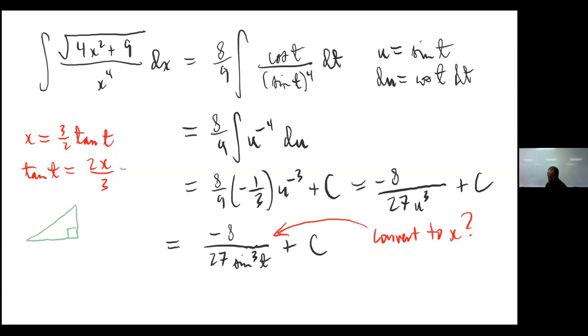Remember, what is tangent? Remember SOHCAHTOA? What is tangent of whatever? What is that equal to in terms of right triangles? Opposite over adjacent. Exactly right. So look, I'm going to call this angle right here t. What's the opposite side length? 2x. What is the adjacent side length? 3.